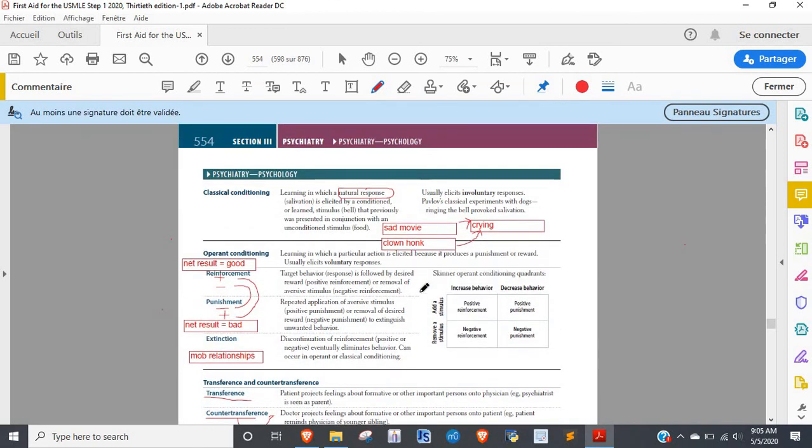All right, so this was pretty dense, but I think we got through it all. Remember, reinforcement, net results always good. Punishment, net results always bad. Negative or positive has to do with whether you're removing something, negative, or adding something, positive. Okay.